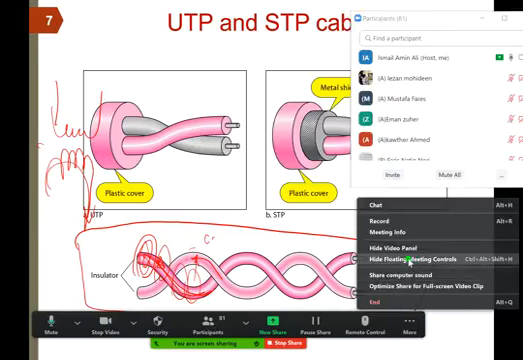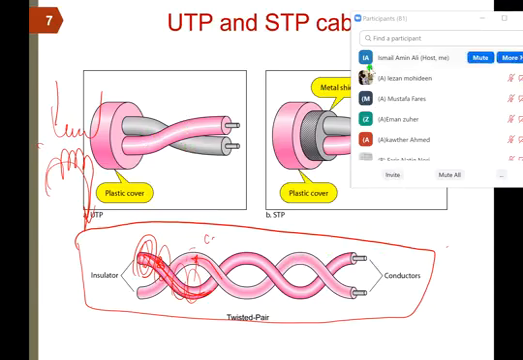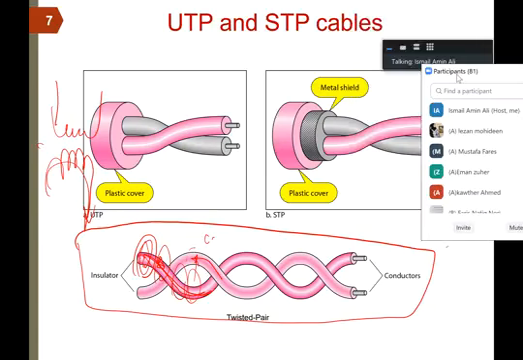Okay, so we know now why we need twisted pairs. Sometimes you'll use unshielded twisted pair. This is unshielded: it is only a plastic cover that surrounds the twisted pair just for protection. But sometimes we use shielded twisted pair.